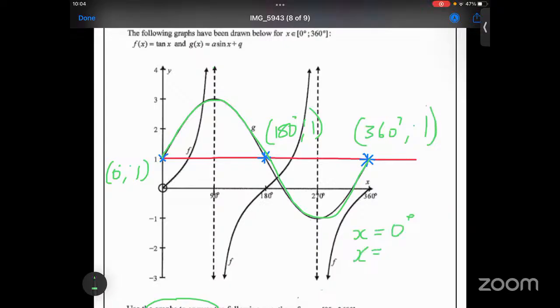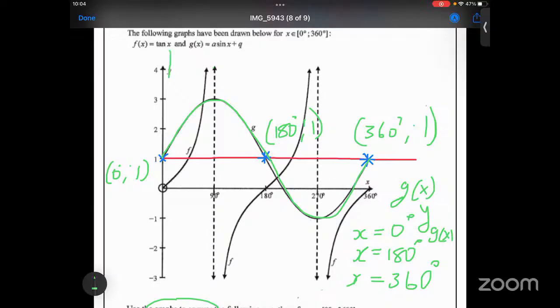So the x values should be 0 degrees. We've got another one at 180 degrees, and another one at 360 degrees. That is where g of x, remember g of x, I just said it is the y value. So those are the x values whereby y will give you 1.